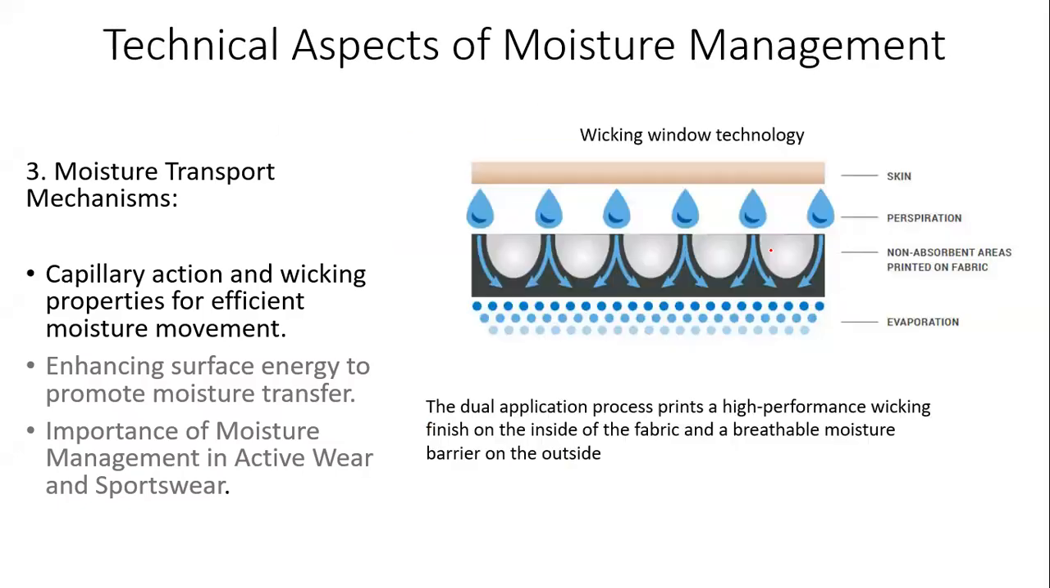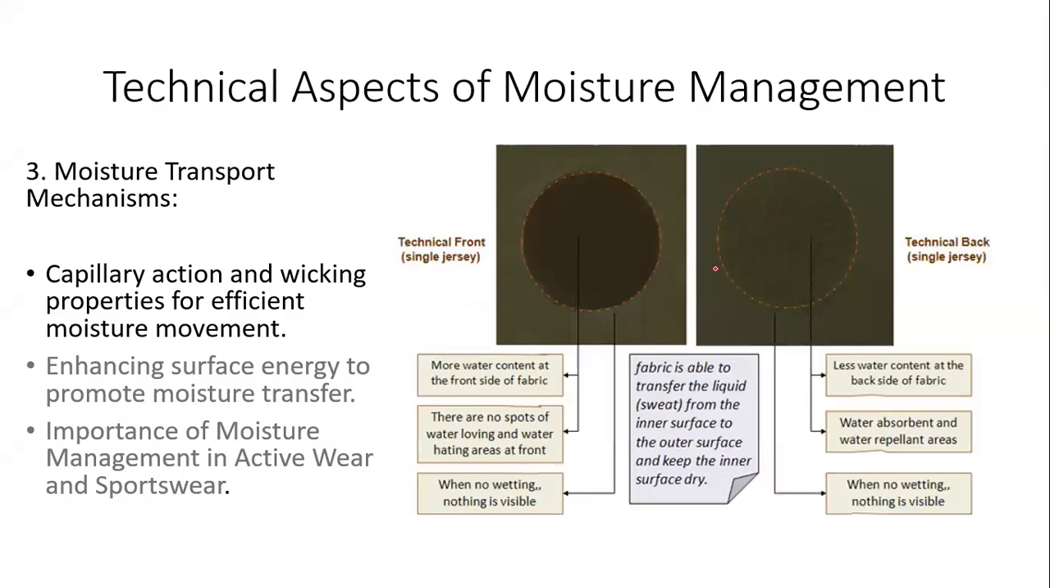And this is the same. Through this, actually, they have developed the technical backside of the fabric. It's more or less not visible. The wet patch is not visible. Why? It is because all the moisture has been transported to the outside of the material. So it has more water content at the front side of the fabric. It has lesser water content in the back side of the fabric. And once it gets to the front side, it has these capillary actions and the wicking property for it to spread into a very high radial area. So therefore, it will evaporate faster.